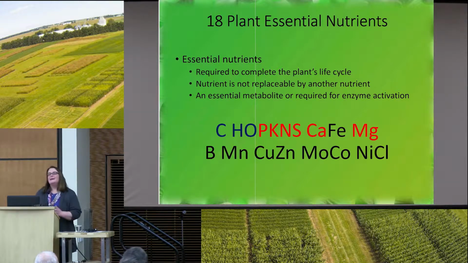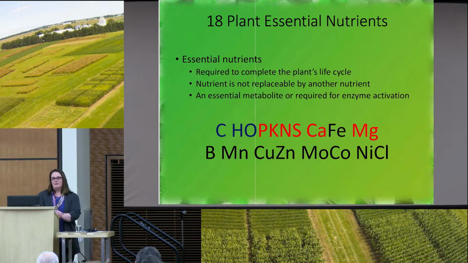I'll go with the most. So there are 18 essential nutrients for plant growth. As you can see from the slide, what defines an essential nutrient? Well, it's something the plant needs to carry out its life cycle. It can't be replaced by another nutrient. It must be involved in metabolism. But what are these 18 essential nutrients?